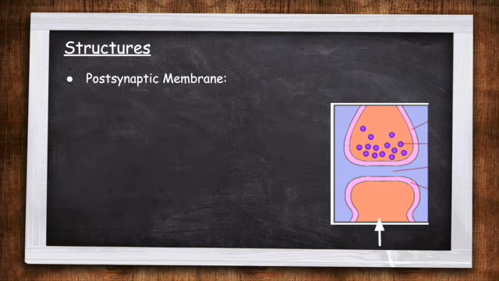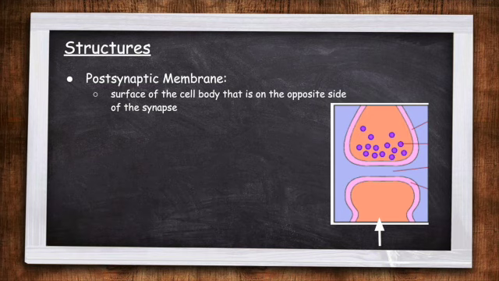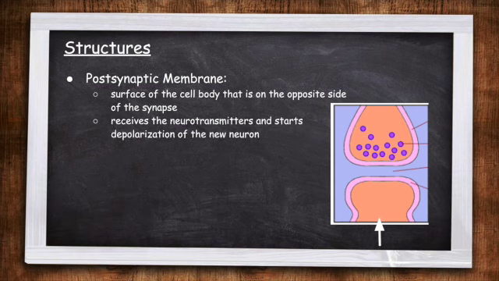Lastly is the postsynaptic membrane. This is the surface of the cell body that is on the opposite side of the synapse. It is what receives the neurotransmitters and starts depolarization of the neuron.